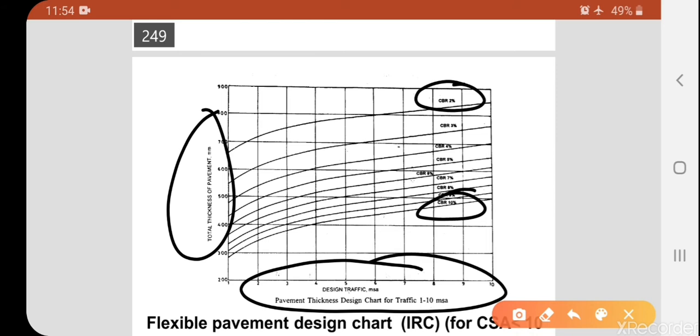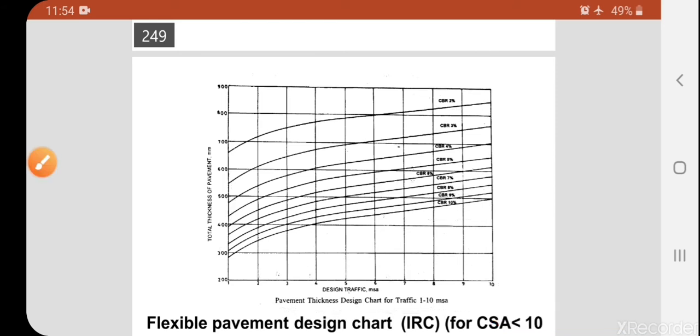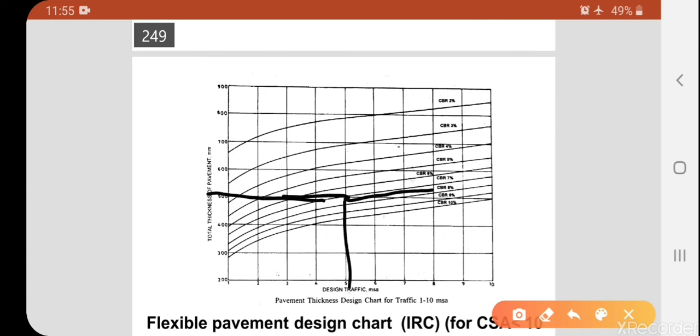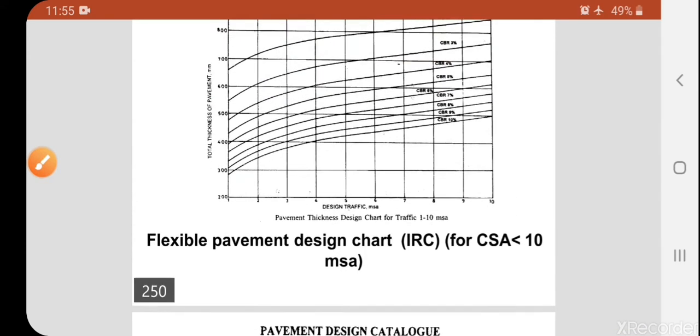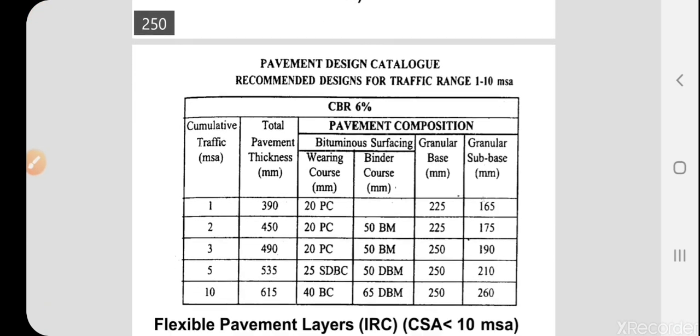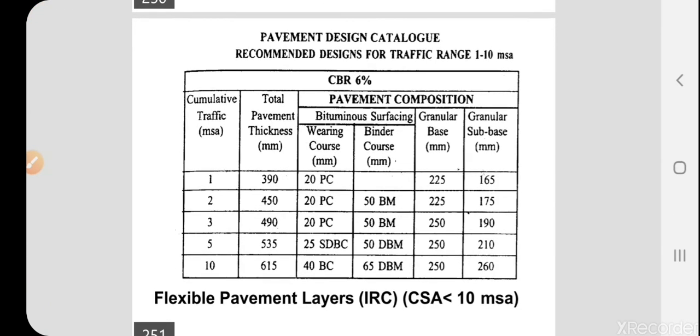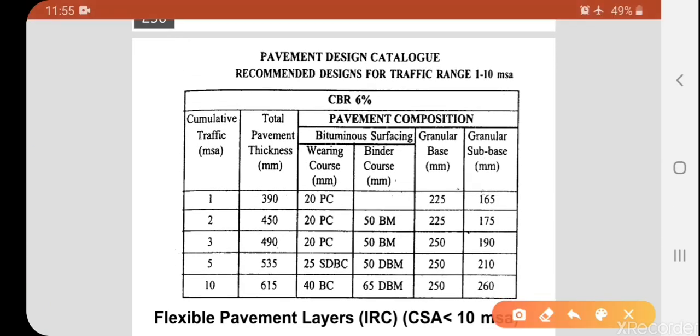Assume our total thickness of the pavement is 500 and the design traffic is 5, so for 500 and 5, our CBR will be around 7 to 8. Based on this graph, we should find out the CBR. Next, pavement design catalog: the recommended designs for a traffic range of 1 to 10 MSA.